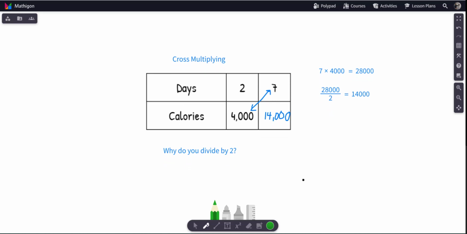But then here, when we look at the cross-multiplying method, it's not clear to me why we're doing this. Why are we multiplying 7 and 4,000? They're not in the same proportion. It's 2 and 4,000 and 7 and 14,000. So we multiply it diagonally, and then we divide by this other number to find this number. Why? So I agree. I think it was Noemi's question. Maybe it was somebody else, but forgive me if that's true. But I want to know as well, why do you divide by 2? Why does this work? It gave us the right answer, so it works. But why? So that's my question for you.